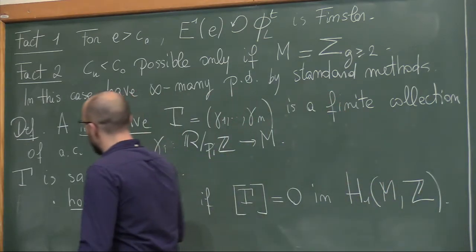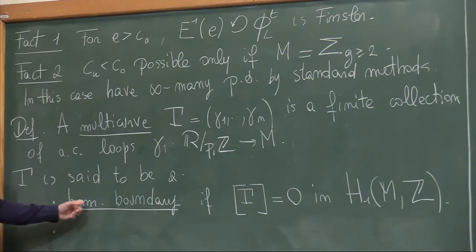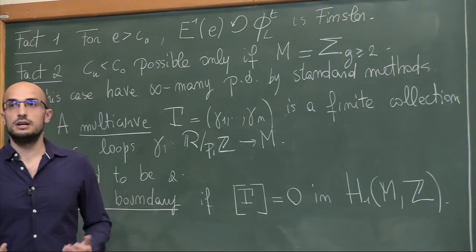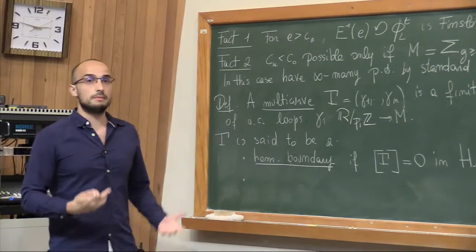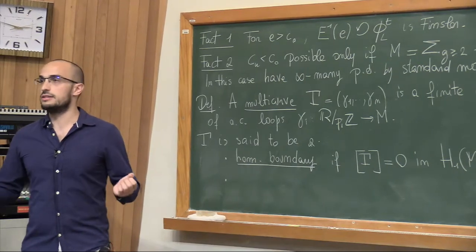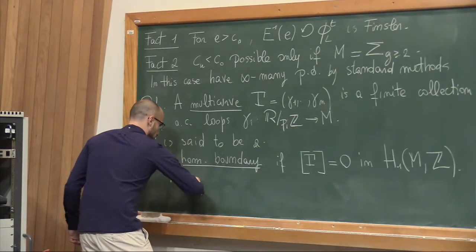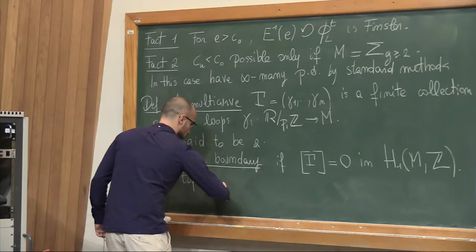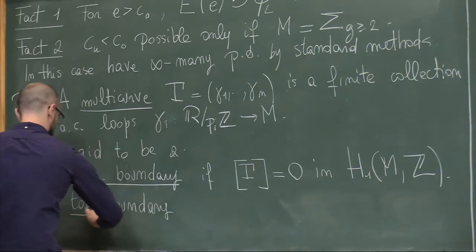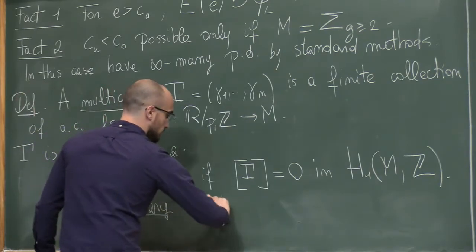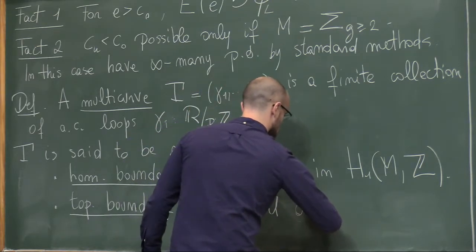A bit more restricted than homological boundary is the notion of topological boundary. By topological boundary, I mean an embedded multicurve which is the oriented boundary of an open subset. So gamma is the oriented boundary of some open subset.